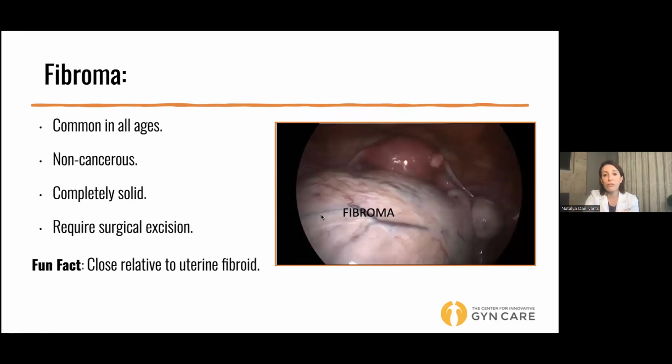Fibromas also can get very large. These are common in all ages, not cancerous, completely solid. So where cystadenomas were fluid filled, like a big bag of water, this is a completely solid tumor. They're a close relative to uterine fibroids, and do require excision. And when they get to this size, there's no ovary left.